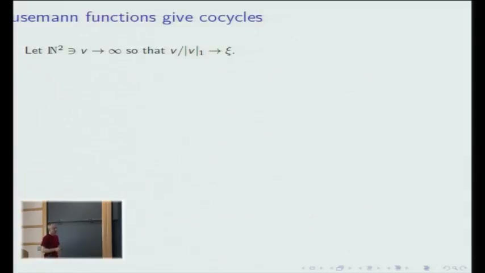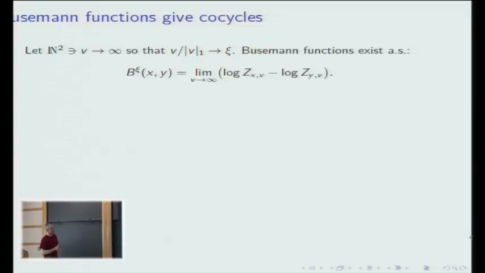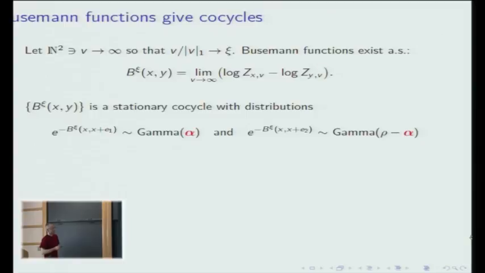So it's just a matter of sitting down and proving that these Busemann functions exist. So fix a direction xi and consider a sequence of lattice points v that's going to infinity in that direction. And then the statement is that this limit of differences of log z values exists. And again, it defines a cocycle, a stationary cocycle. And the distributions are the ones that we've seen already before: on the horizontal edges, the parameter alpha, and on the vertical edges, the parameter rho minus alpha.